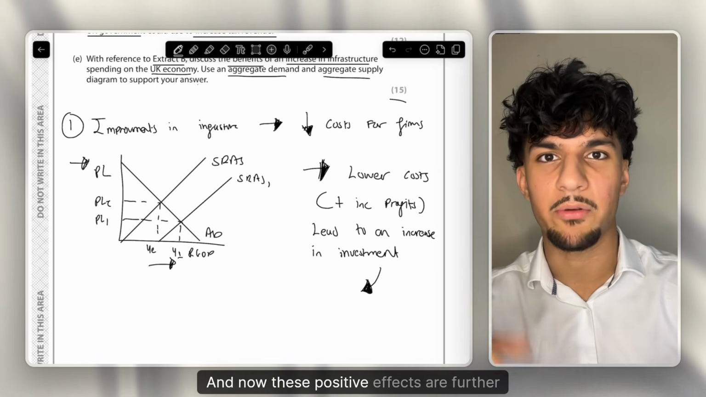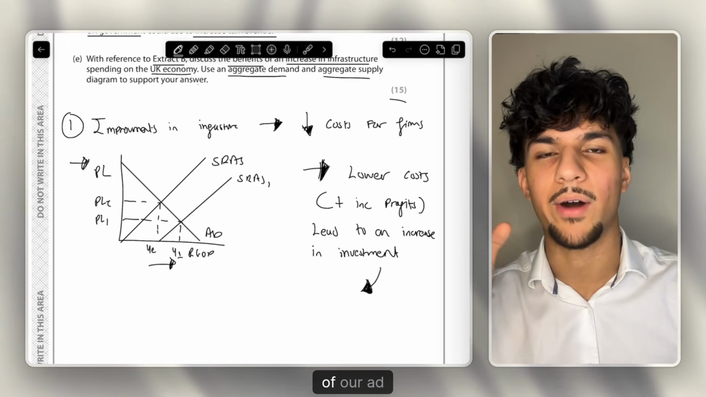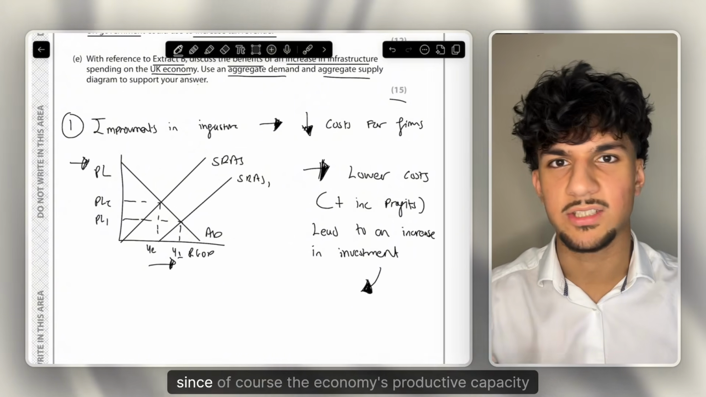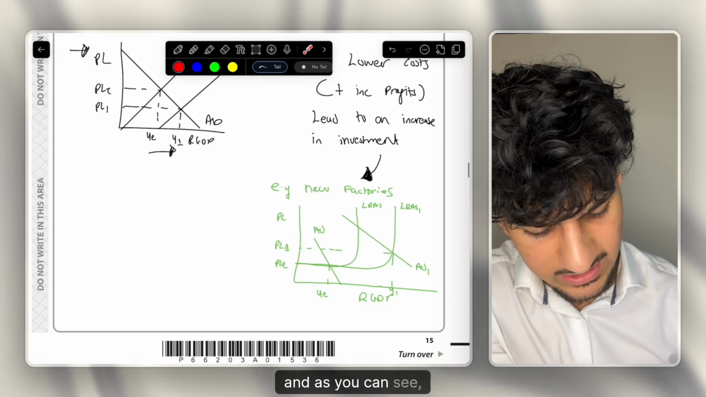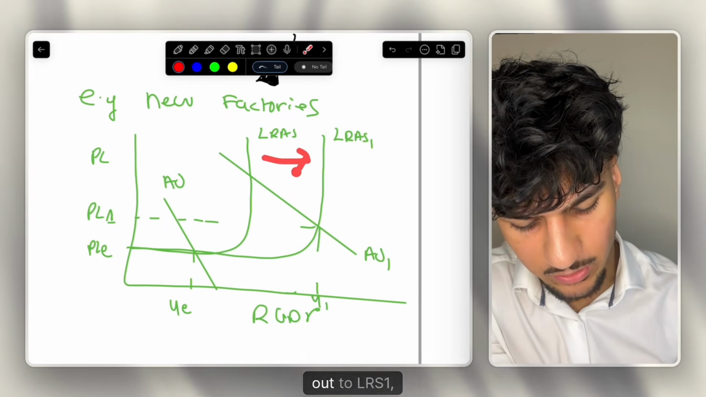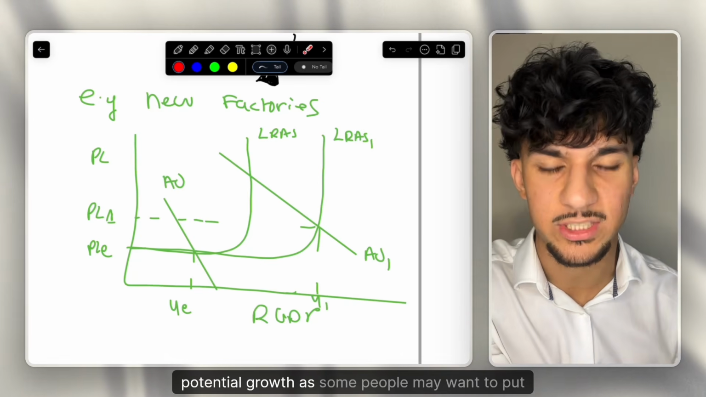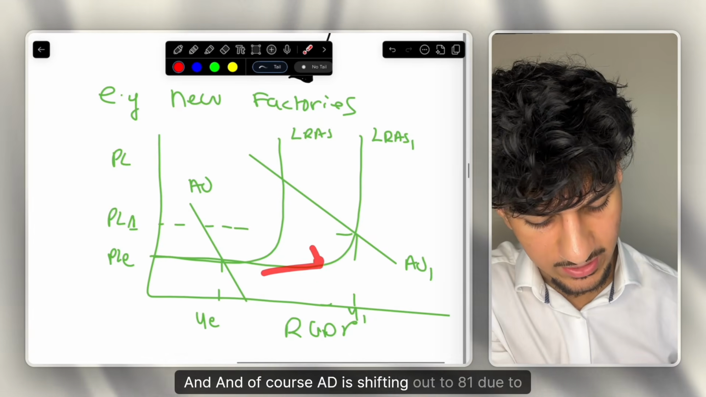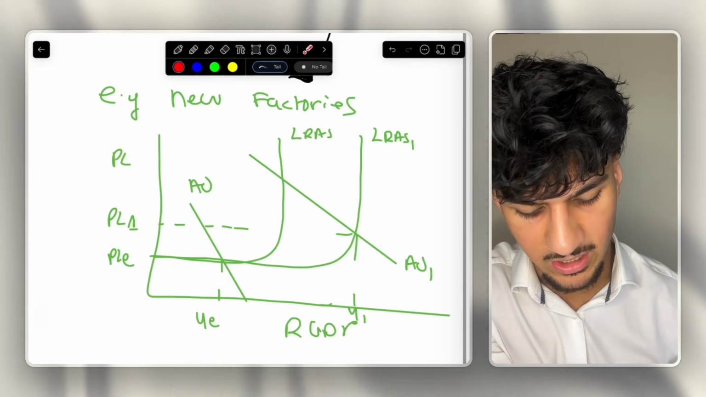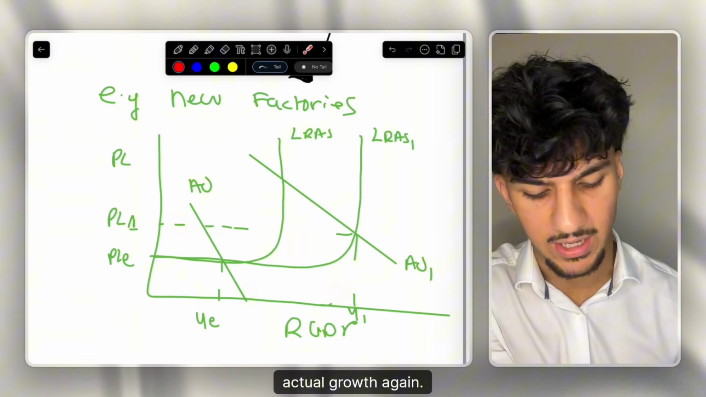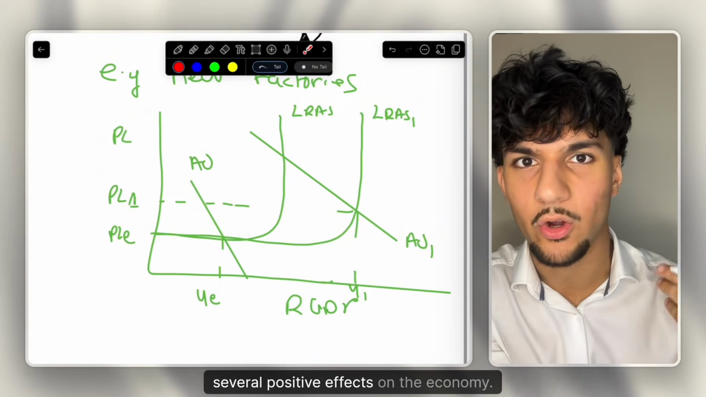And now these positive effects are further compounding, leading to even better and even more growth of our AD and our LRAS, since, of course, the economy's productive capacity is increasing. As we can see, this investment is going to lead to LRAS shifting out to LRAS1, increasing the productive capacity of the economy, or potential growth, as some people may want to put it. And of course, AD is shifting out to AD1 due to an increase in investment, investment being a component of AD, showing, as some people would say, actual growth. And real GDP increases from YE to Y1, having several positive effects on the economy.